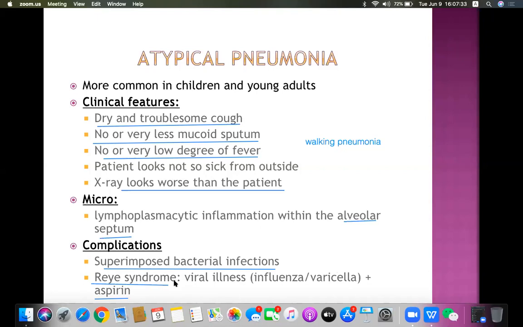So what is the lesson to be learned here? Don't give aspirin to a child who is having a viral illness. We must give paracetamol, not aspirin. We can give ibuprofen, only paracetamol and ibuprofen for the treatment of fever. No aspirin at all, because you may badly damage the baby.